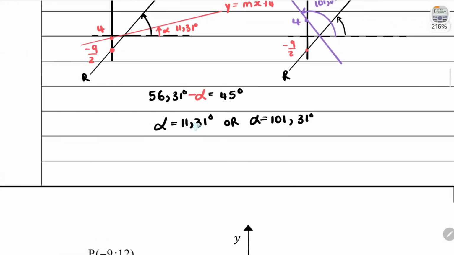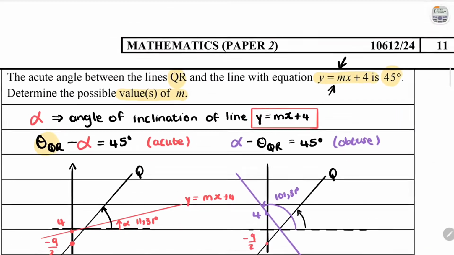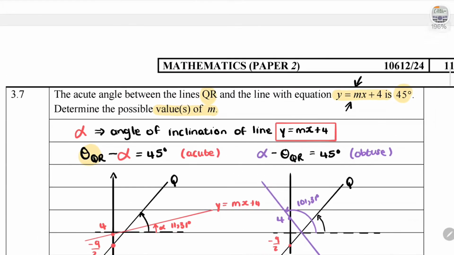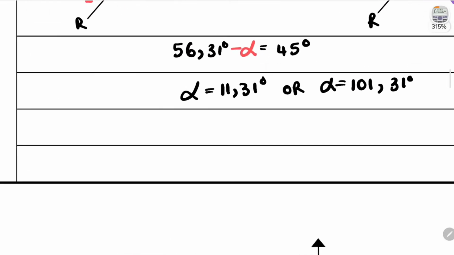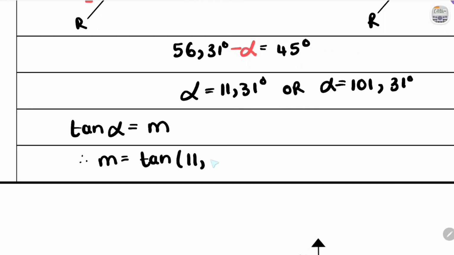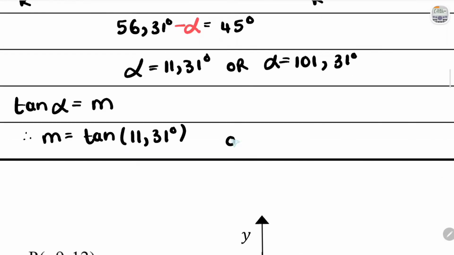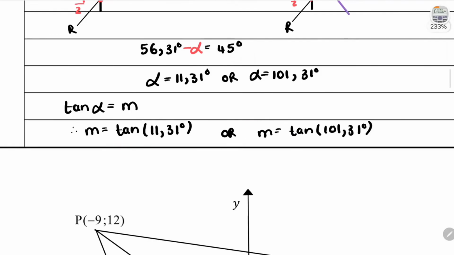Now that we know what alpha could be, the two possibilities, we can actually find that gradient. That was the whole point. We need to determine the possible values of m. So we know the angle of inclination of that line, so we can use the formula that tan theta, or in this case tan alpha, is equal to our gradient. So we'll find the gradient by saying tan of the first angle, 11.31 degrees. Or it could also be that the gradient is equal to tan of this angle, 101.31 degrees. Let's just find out what those gradients could be.